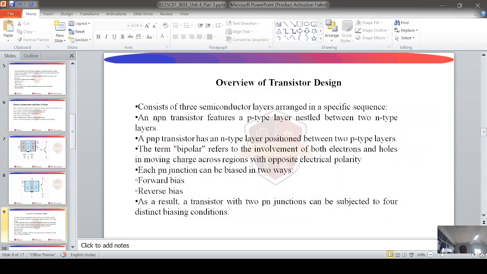Then overview of transistor design. The transistor contains two PN junctions. These junctions can be forward or reverse biased, creating different operating conditions. The term bipolar indicates that both electrons and holes participate in the current conduction.